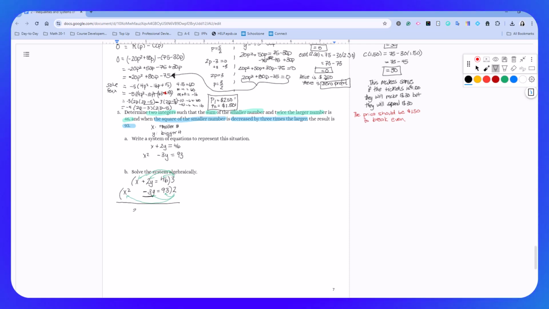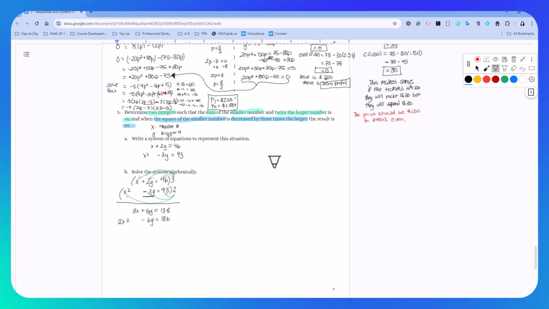And so I get 3x plus 6y equals 46 times 3, which is 138. Do it again with the 2 on the second equation. I get 2x squared. I got nothing here in the x term, but I got this minus 6y here. And 93 times 2 is 186.